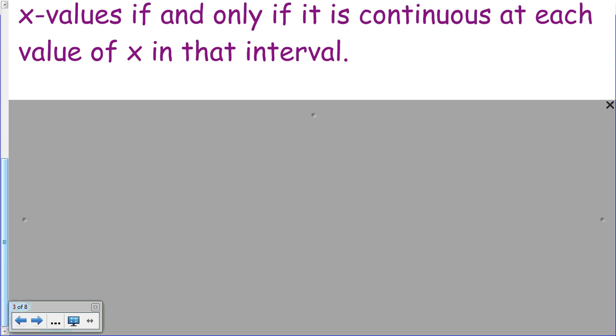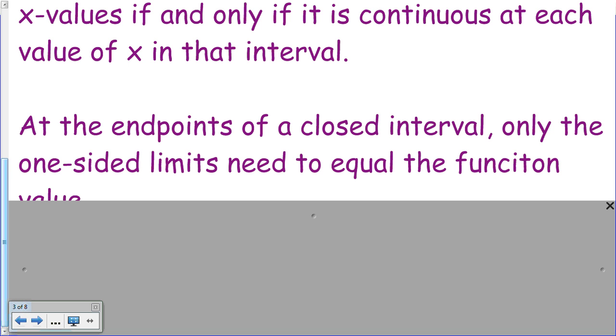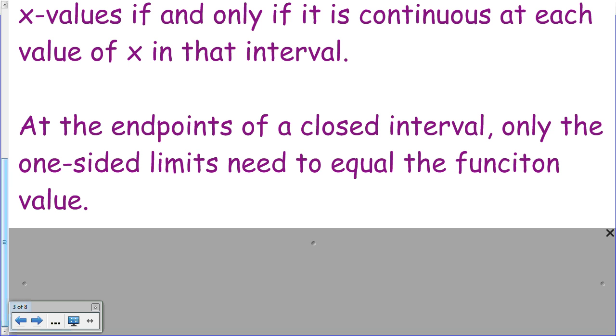All right. The other thing to note here is the following. It says that at the endpoints of a closed interval, now when we say a closed interval, we're talking about an interval in which we're including the endpoints. So if you say the interval from 1 to 10 and it's a closed interval from 1 to 10, that means you're including all the points from 1 to 10 as well as the endpoints 1 and 10. Okay?